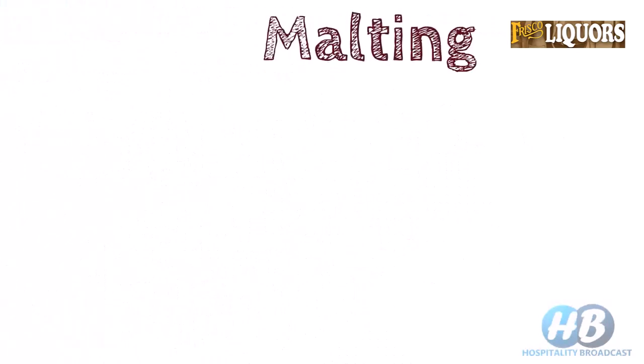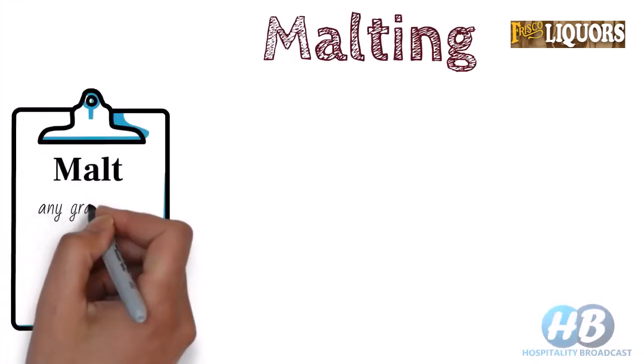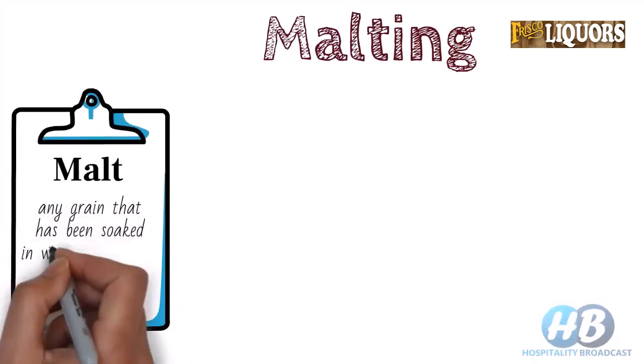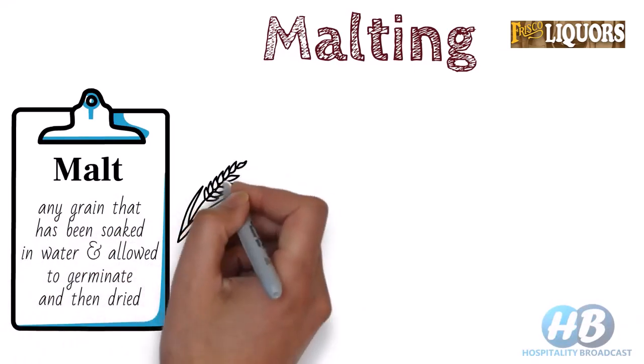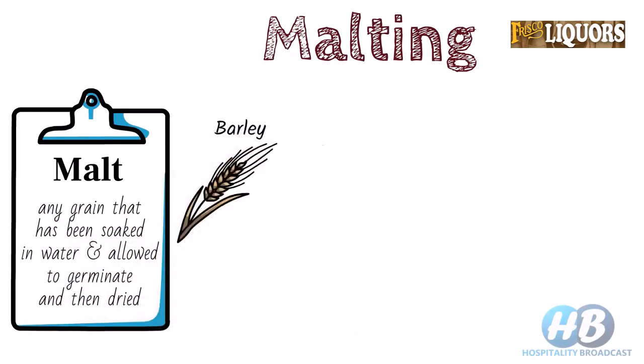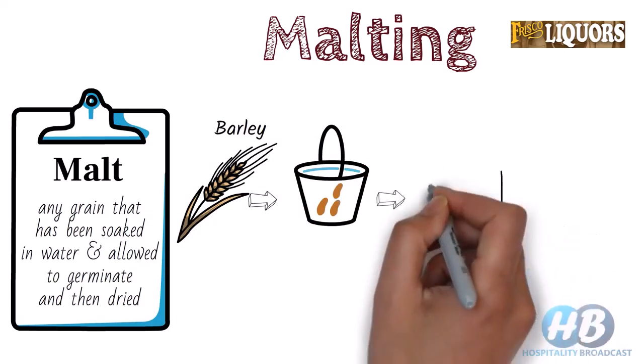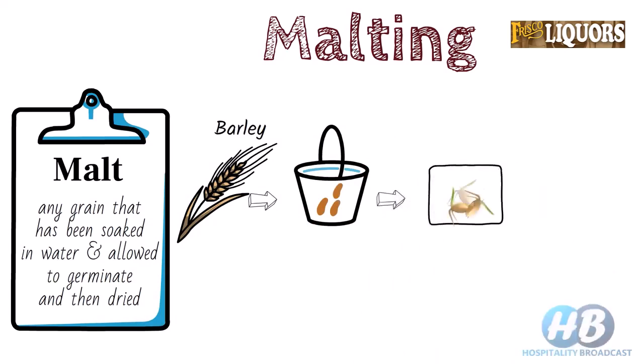The first step in beer making is malting. The term malt means any grain that has been soaked in water, allowed to germinate, and then dried. Here in brewing, barley grains are first cleaned, then soaked in water for 2 to 3 days, and then excess water is drained away and the grains are allowed to germinate in germinating boxes.